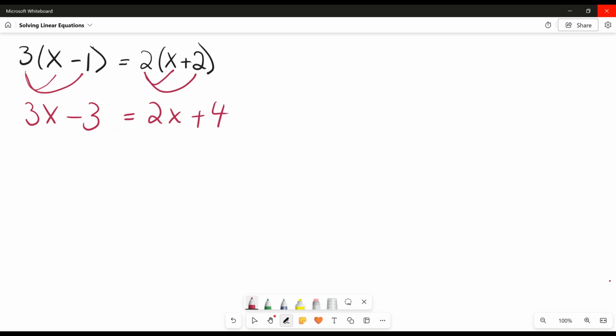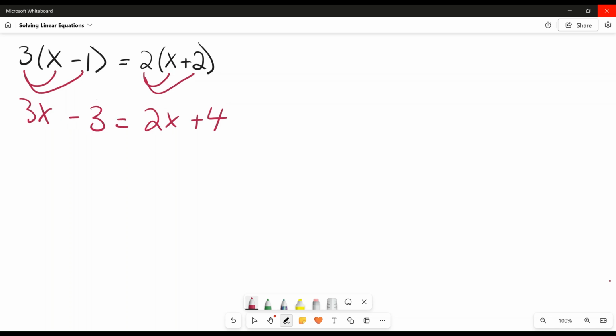So let me show you how this is done. I am going to choose to move all my x terms to the left side of the equation and all my whole number terms to the right side of the equation. So here, I am going to add 3 to both sides. This way, I remove this -3 from this side. So here I get 0, and end up with 3x equals 2x plus 7.